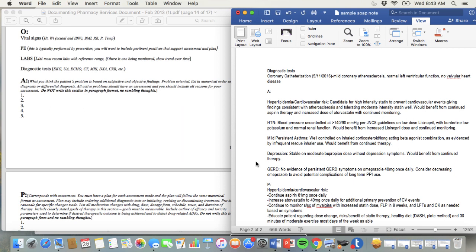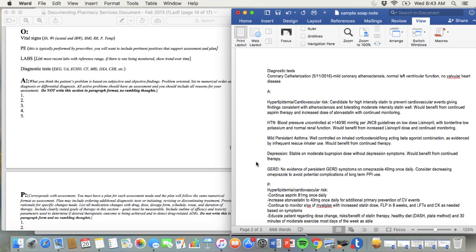So in the assessment, we're not going to say increase atorvastatin to 40 or 80 milligrams, but in the assessment, you're going to assess that that needs to be done, and then your plan will outline the more specific plan, which says continue aspirin 81 milligrams once daily and increase atorvastatin to 40 milligrams once daily for additional primary prevention of CV events. And then your assessment is that you want to continue to monitor, and then your plan is what you would specifically do.